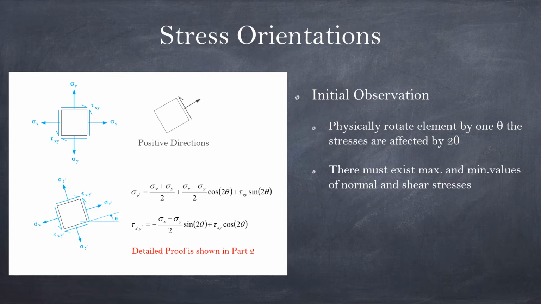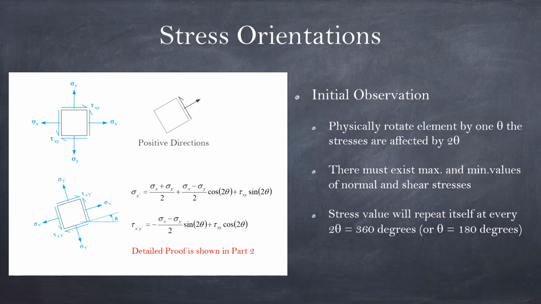Secondly, because of the changes in this way, cosine and sine go in a circle, right? It comes from a circular function. So basically, there must be some maximum and minimum value of stresses somewhere. It might not be exactly x or y, it should be x prime y prime, or sometimes it might be xy, we don't know. But anyway, there must be changing, and there must be a max and min in this graph. And because sine and cosine go in a circle, the stress value will repeat itself if you rotate this element until 2 theta becomes 360 degrees, right?